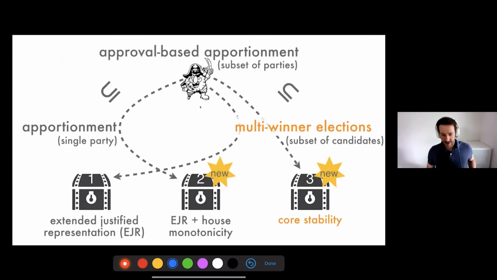Okay, so this is basically the end. So here's again an overview of what we did, right? So we have our new setting of approval-based apportionment, which is sandwiched between these two other settings, and we use those inclusions in both ways. We use the inclusion of apportionment for defining this two-step procedure, which gives us a method that satisfies EJR together with house monotonicity. And we use this rule from this world of multi-winner elections, which in our setting satisfies a very strong proportionality property, namely core stability.